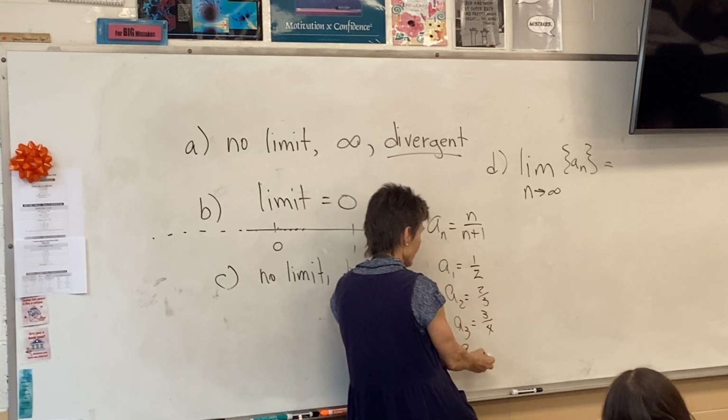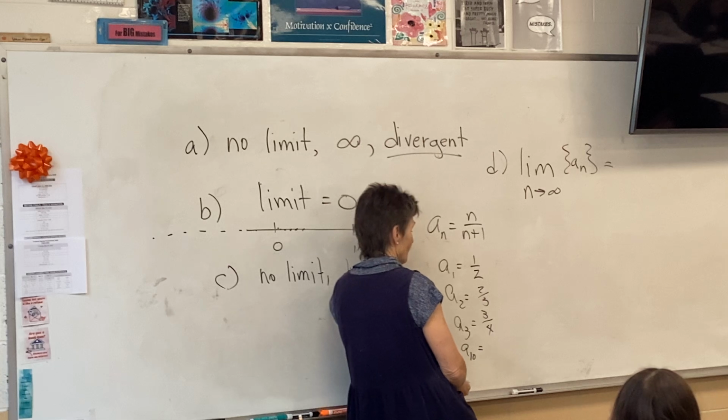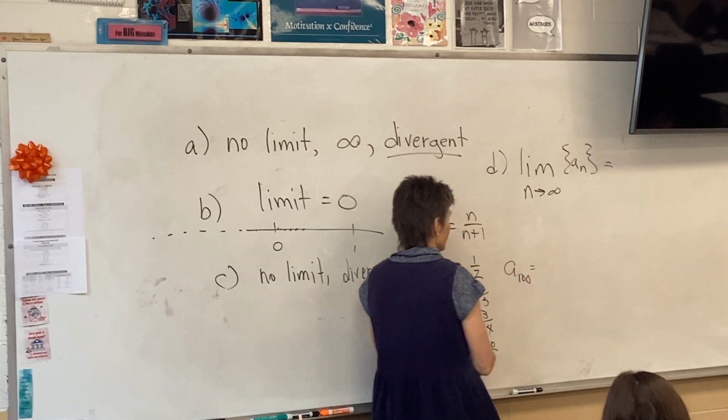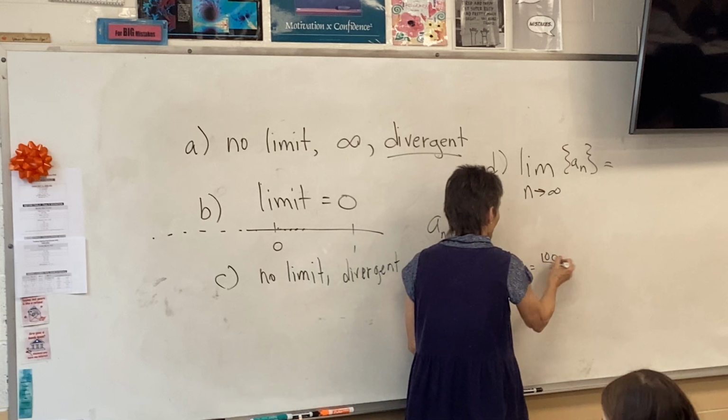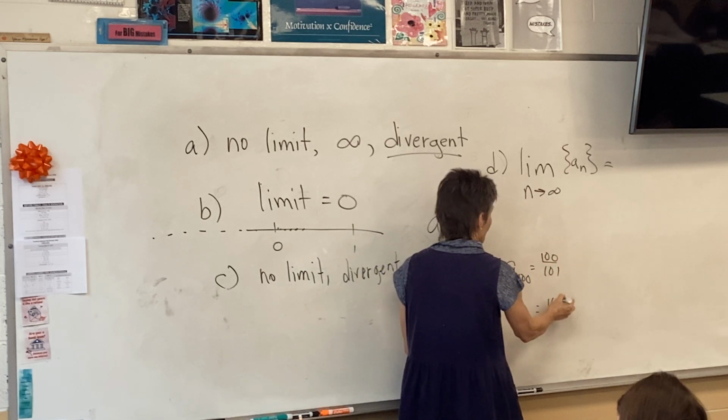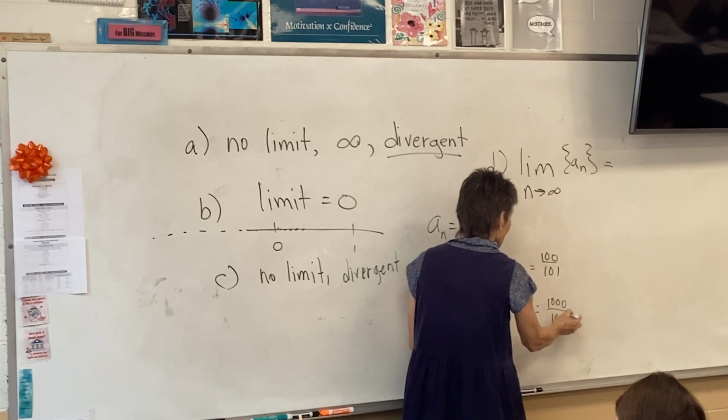Let's put in a 10. What do I get if I put in a 10? 10 over 11. What do I get if I put in 100? 100 over 101. If I put in 1,000, 1,000 over 1,001. Okay, we got the hang of this.